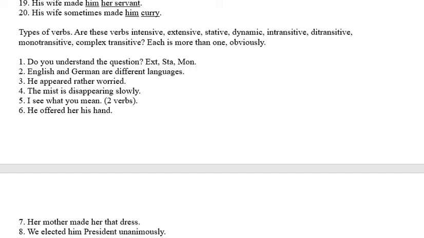It's obviously a dynamic verb because it's already in the continuous. And is there an object? The mist is disappearing slowly. No, there's no object. So it's also intransitive. Okay.